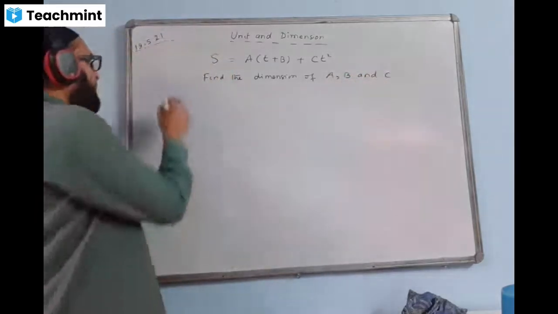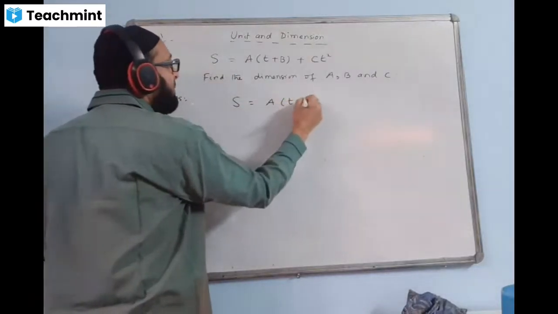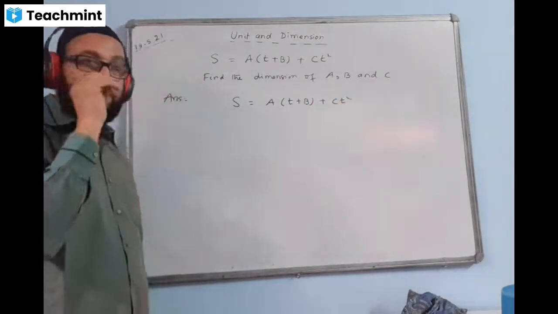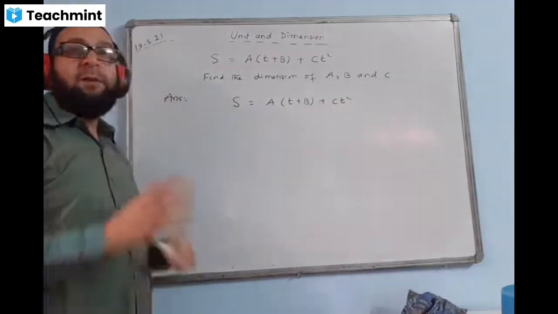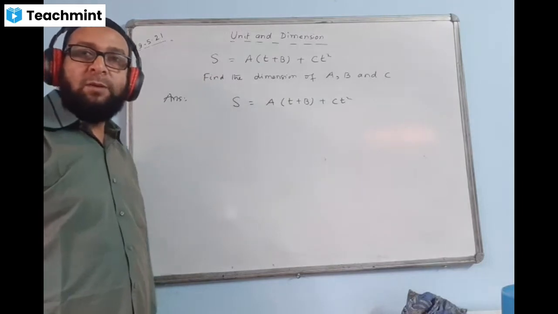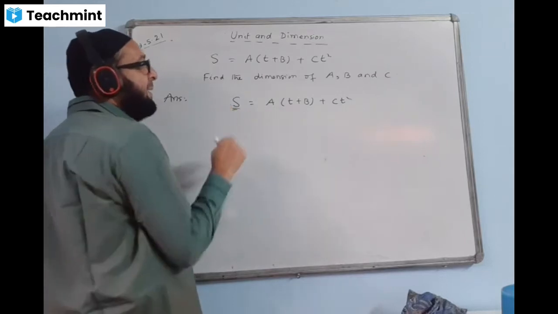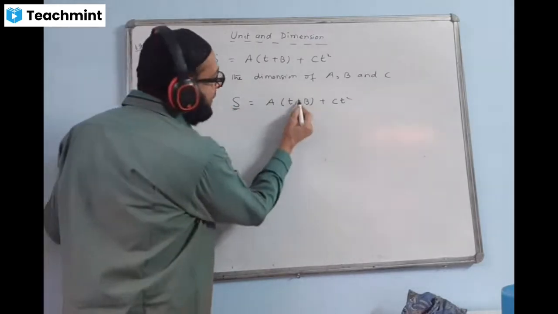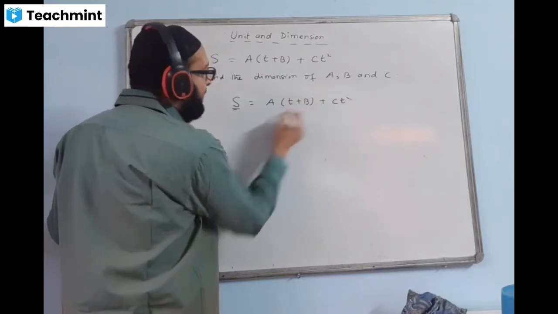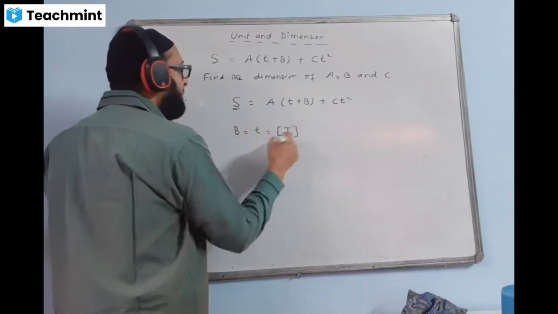Now see the answer for this question. First I'll copy the question, whatever is given, like A, T plus B plus C T square. Now here we see whether a plus sign or a minus sign is coming, so there we will apply the law or principle of homogeneity. S is distance and T is time. Within the bracket, with time, what can we add? We can add another time only. So B is a kind of time only, right? Then what is the dimension of time T? This is finished.